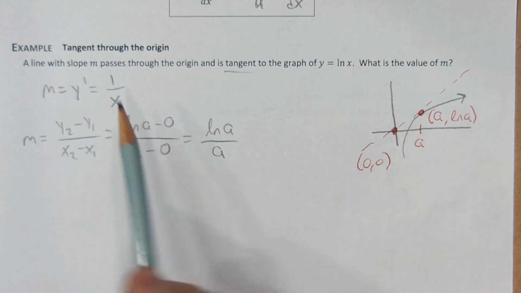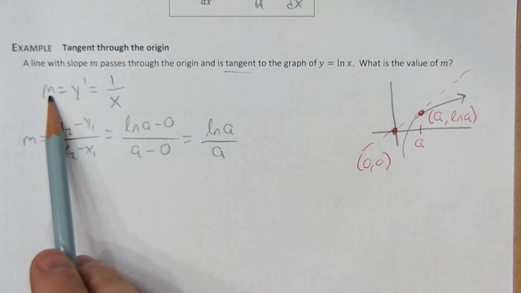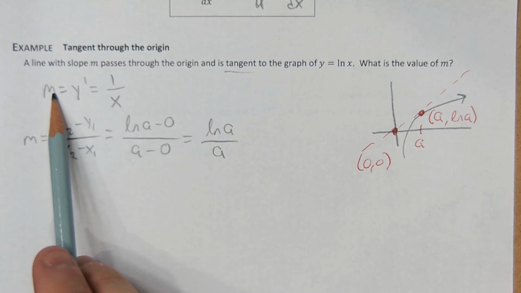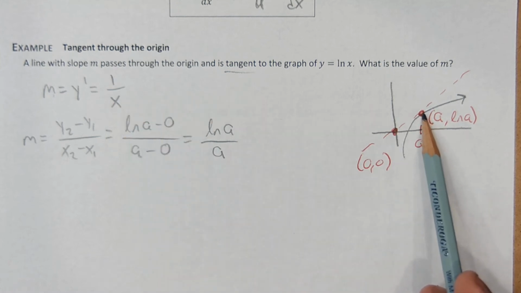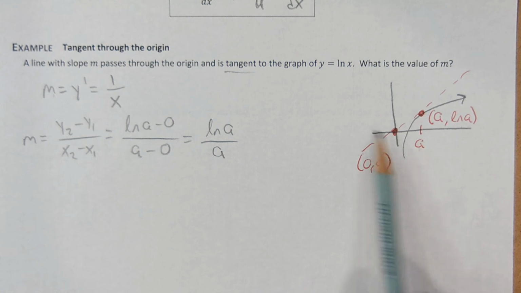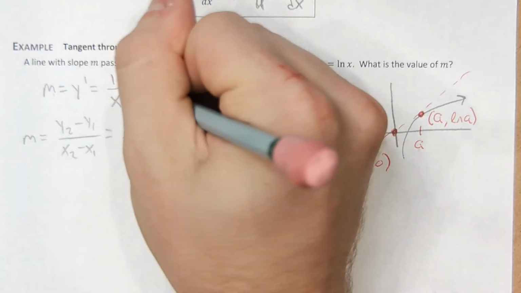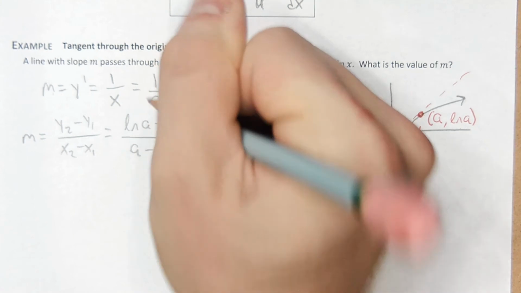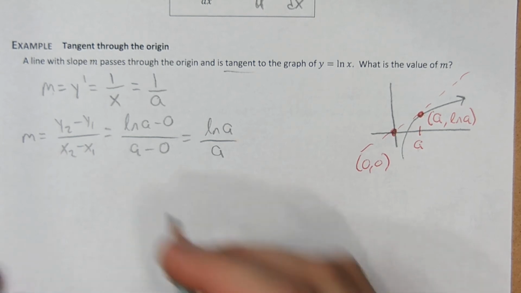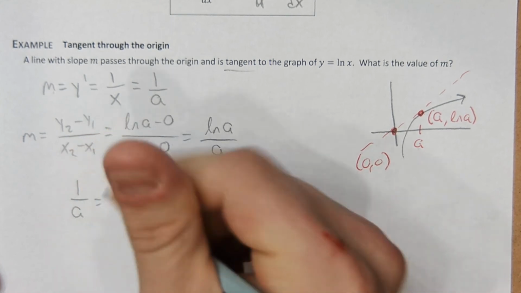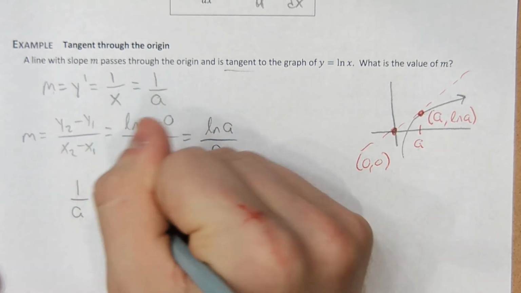You know what? The derivative is also my slope. And if I want to know the derivative at a certain point, I have to plug in the x value. But the x value we're using at this point is a. So the slope according to the derivative is 1 over a. You see, what I have here is two different expressions for the slope of that line. But they're not allowed to be different. They must be the same. Which means that 1 over a must equal the ln of a over a.